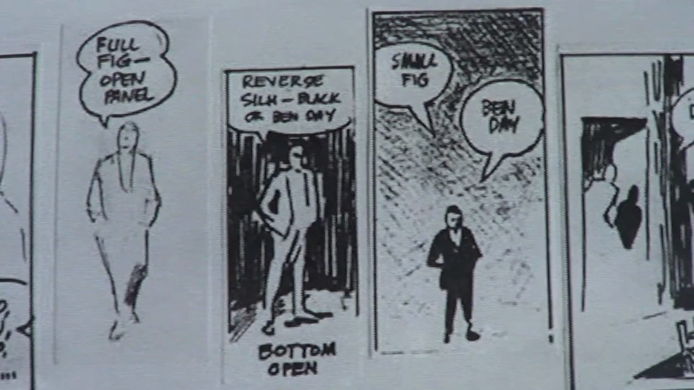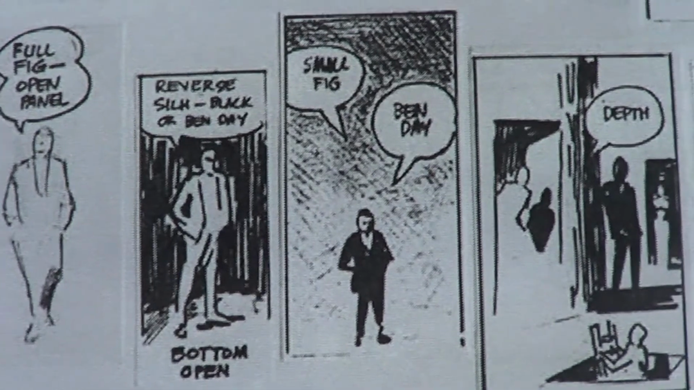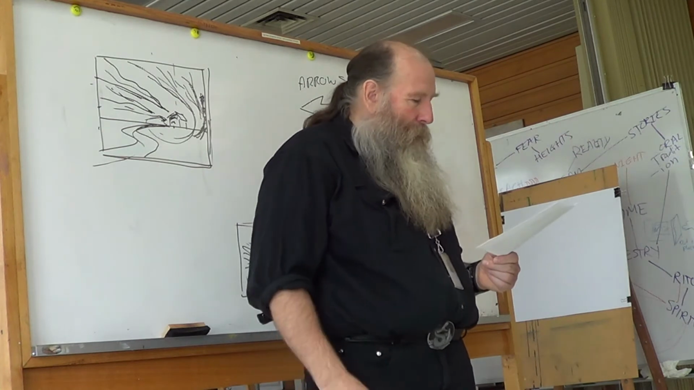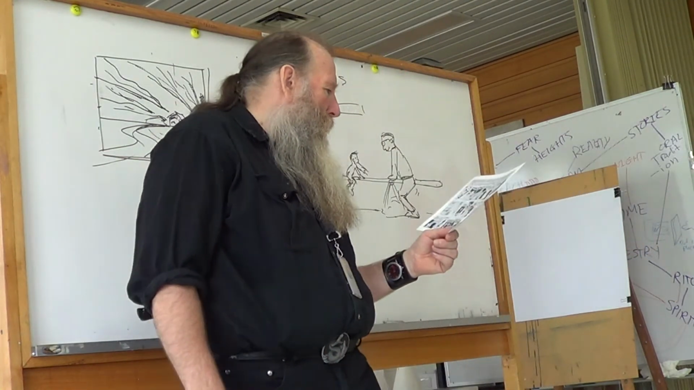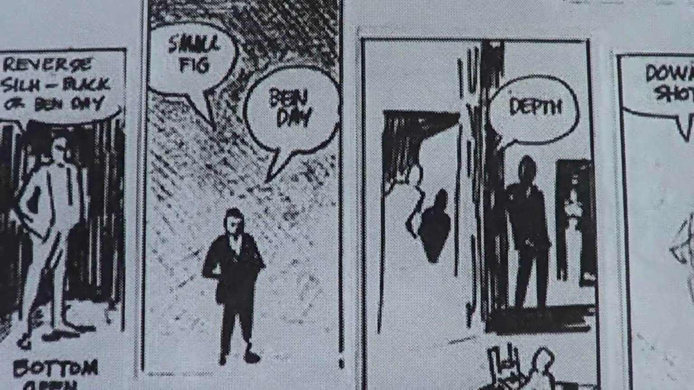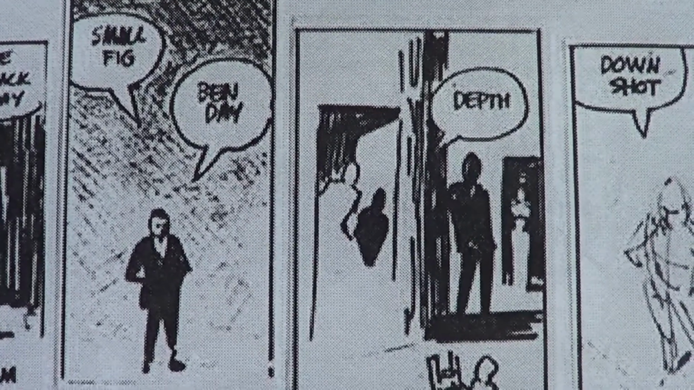Next is a small figure and dark around it. Again, the Ben-Day. I think that is to sort of give it a feeling of the small. So middle panel, depth. Try to make it look like there is depth in your drawing.